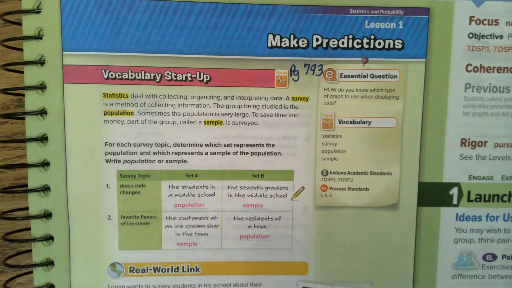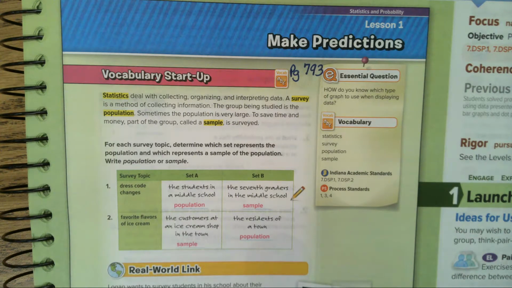It says sometimes the population is very large. To save time and money, part of the group is called a sample. So they only sample a little group or a small section of the population. So it's called a sample when they're doing a survey.